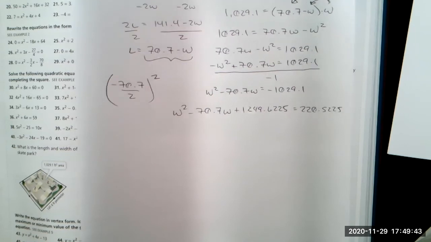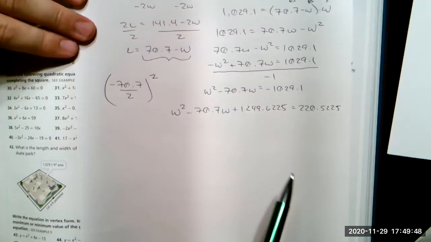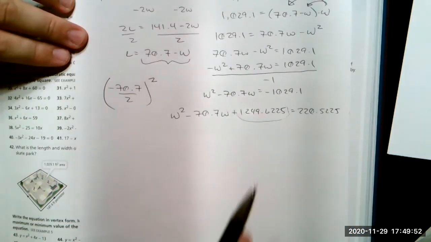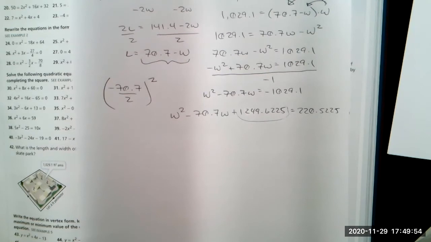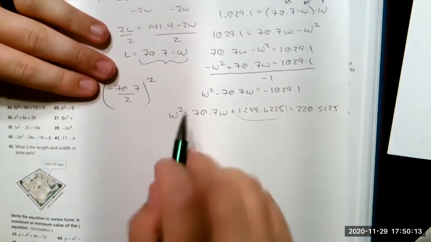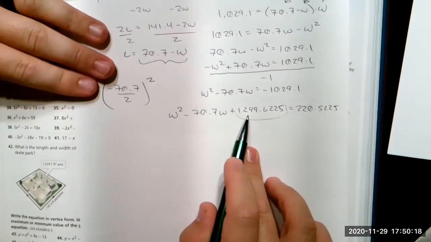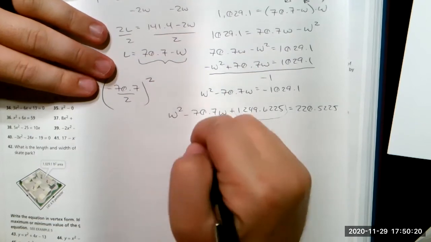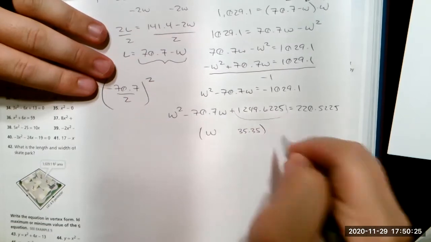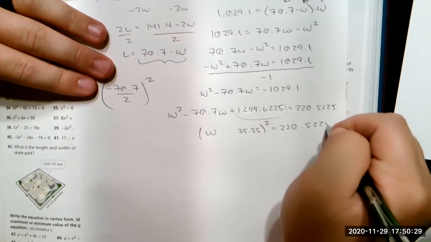Okay, so this is the part where I will just take essentially the square root of that C value to complete that perfect square. So just go ahead and type that into your calculator. And when I do that, I get W squared minus 70.7W, and then the square root of that is 35.35. So it's going to be W 35.35 squared equals 220.5225.